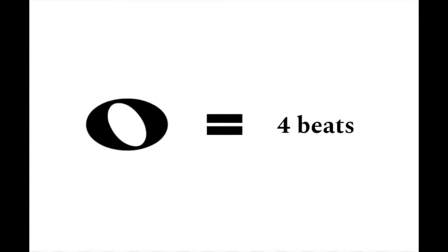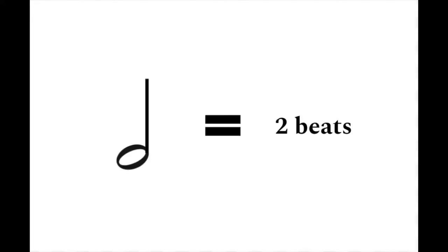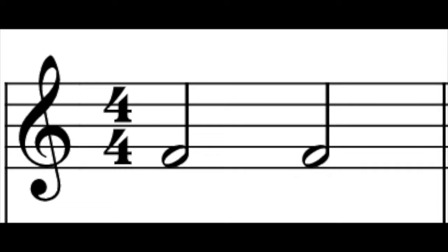There are 5 main types of note values, and the first is the whole note. A whole note lasts for 4 beats, so in a 4/4 time signature, where there are 4 beats per measure, a whole note would last for the entire measure, or those full 4 beats. The next type of note value is the half note, which lasts for 2 beats. It's called a half note because in a 4/4 time signature, it takes up half of the measure, meaning that you need 2 half notes in order to fill the entire measure.